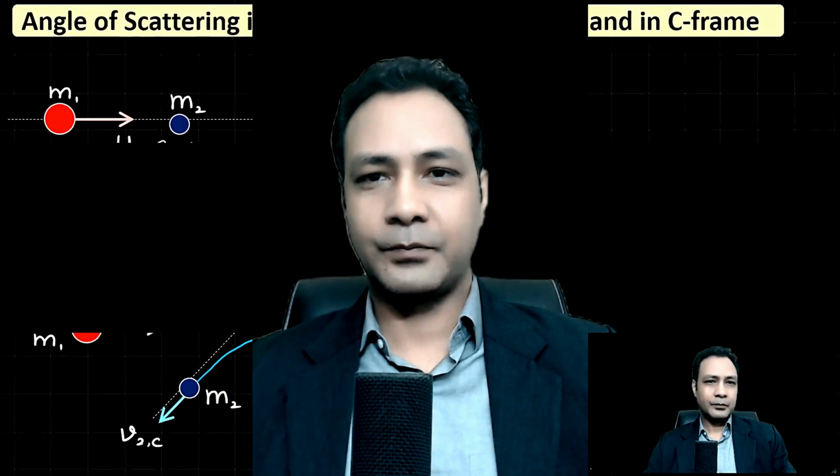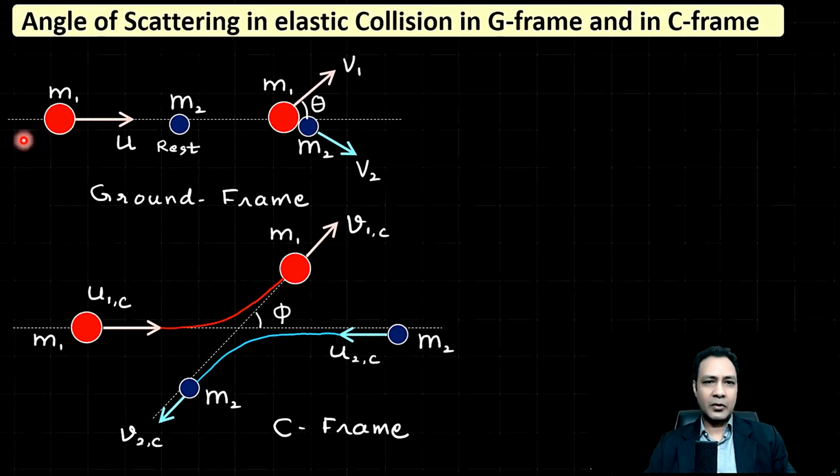I'll take a simple special case, in which a particle strikes a stationary particle obliquely. Collision would be elastic. As a result of collision, we'll derive the angle of scattering of the striking particle in the ground frame and the C frame, and what can be the maximum value of the angle of scattering in the ground frame. So let's go ahead.